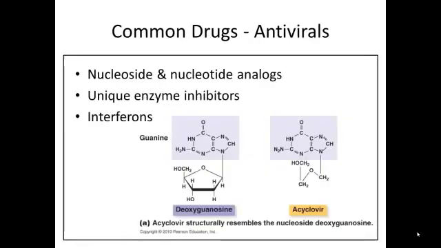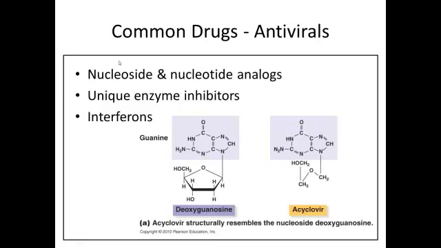Now on to antivirals. Now, we talked about antivirals in the last chapter when we talked about HIV, and those drugs are unique enzyme inhibitors. I'm not going to go over them again. Make sure that you understand them from the last chapter. Interferons we've talked about before in the chapter on innate immunity. Make sure you understand those and how they inhibit viruses. Now let's talk about nucleoside and nucleotide analogs. This is another situation of competitive inhibition.